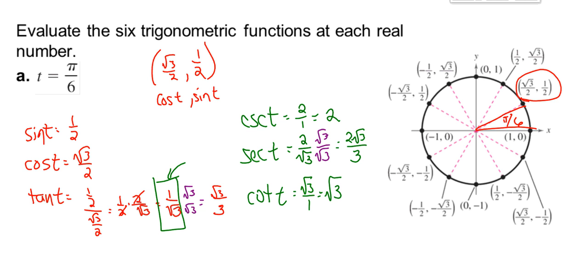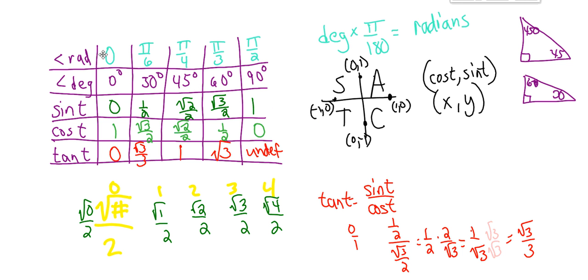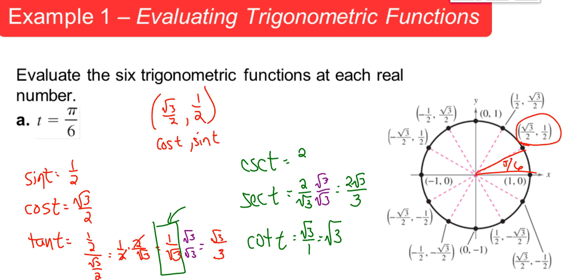And using the unit circle, notice if we'd have used the table, and I'll just go back here, it was pi over 6. And so here's sine, cosine, and tangent, and then cotangent, secant and cosecant are all those reciprocals.